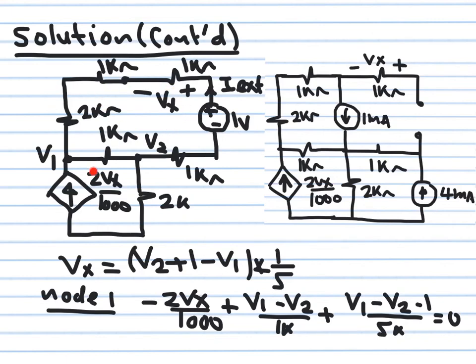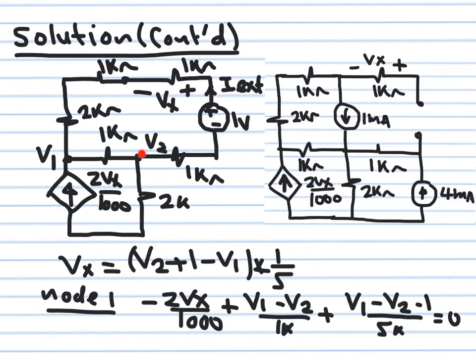It has 2 loops. It has 2 nodes in addition to ground. Use whatever technique you like. But the most important thing that I warn you about is that you need to calculate Vx. Vx is your controlling parameter, and Vx is the voltage across the 1K. The total voltage around this loop is V2 plus 1 volt minus V1.